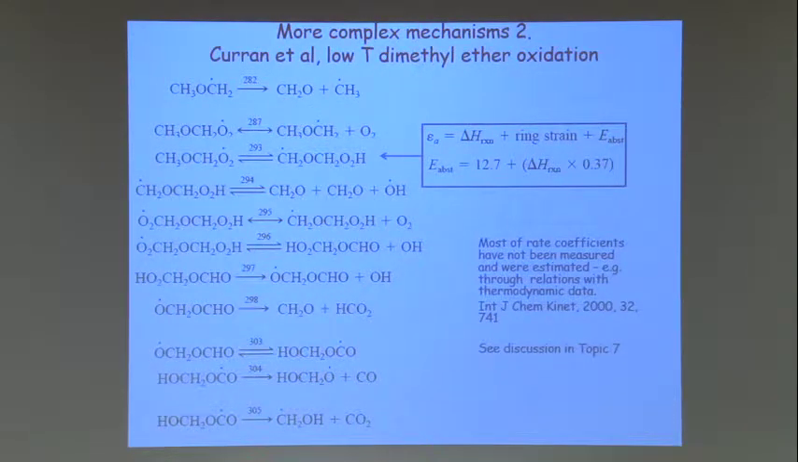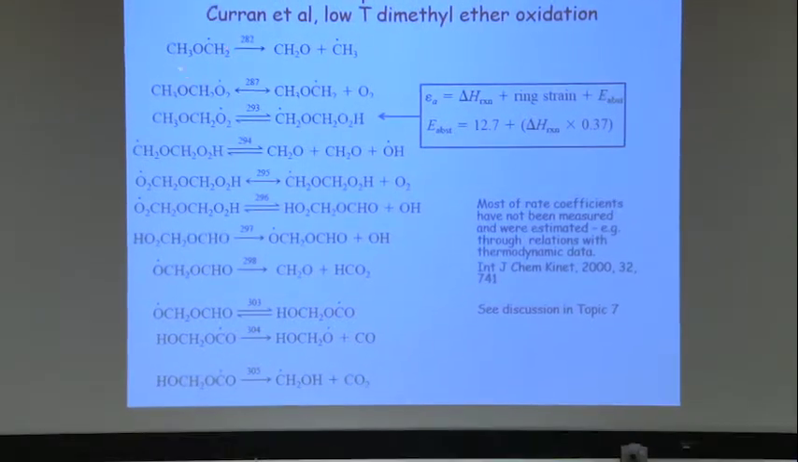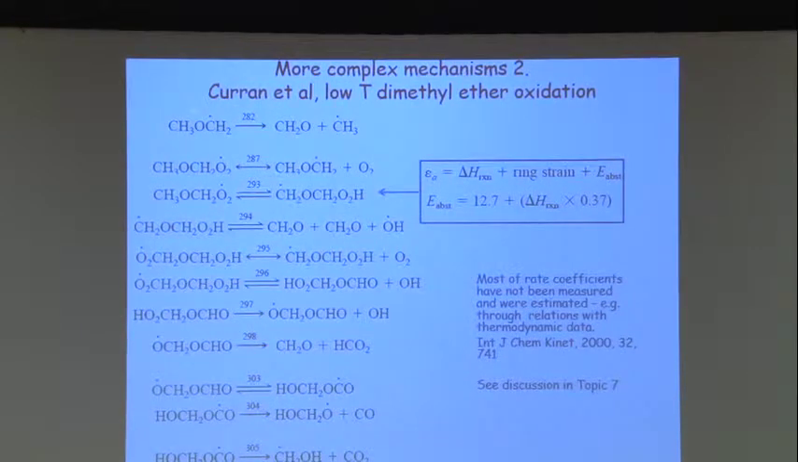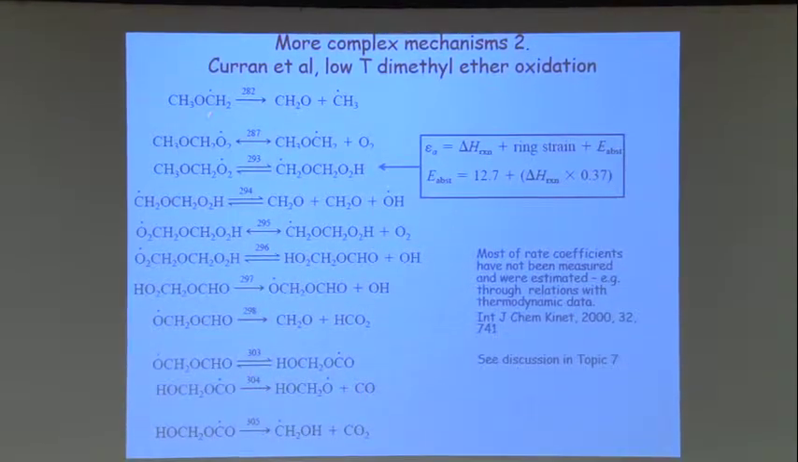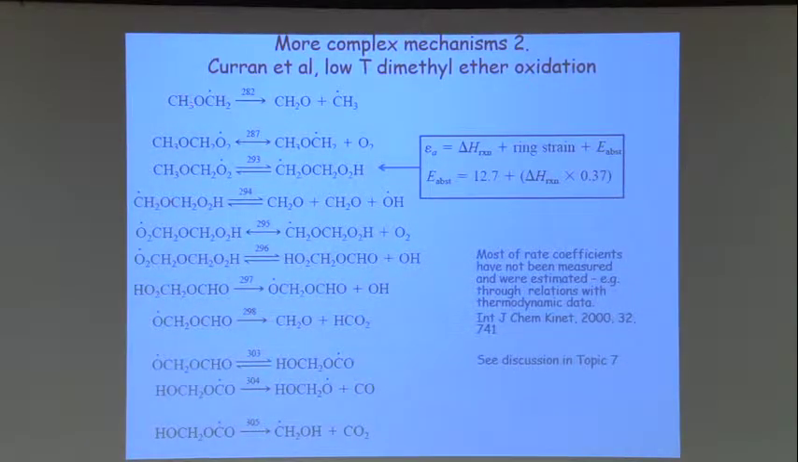Even more complex mechanisms, this is dimethyl ether from a few years ago. So this is 2000, and very little was known about the oxidation of dimethyl ether. Let's look through it. This is the radical formed by abstraction by OH from dimethyl ether. That can fall apart to form formaldehyde and methyl. It can react with O2 to form this peroxy radical.